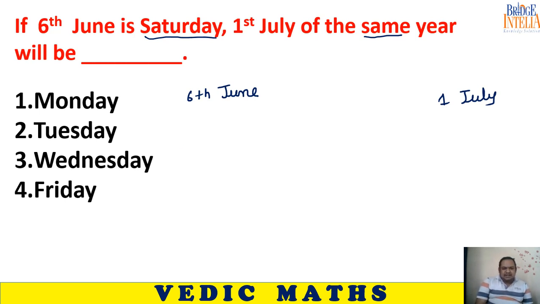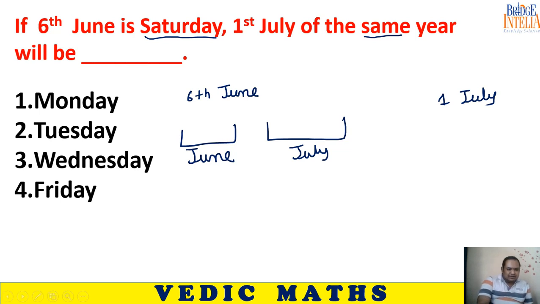So here you can see that you have taken some days from June and some days from July. That's all. Only 2 months are involved here. So how many days have you taken from June? So you have started counting from 6th of June. So June has 30 days.